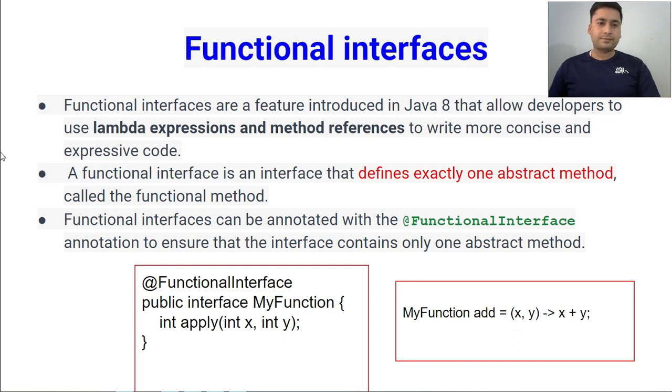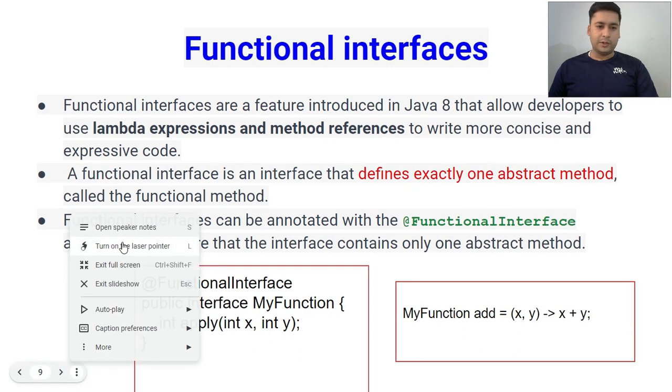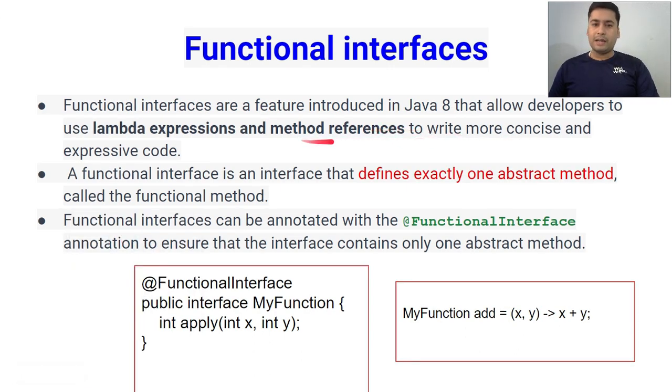If you see the first point, functional interfaces are a feature introduced in Java 8 that allow developers to use Lambda expressions and method references to write more concise and expressive code. A functional interface is an interface that defines exactly one abstract method. You can focus here: exactly one abstract method. Let me open my ledger. Exactly one abstract method you can see here. That is called a functional method.